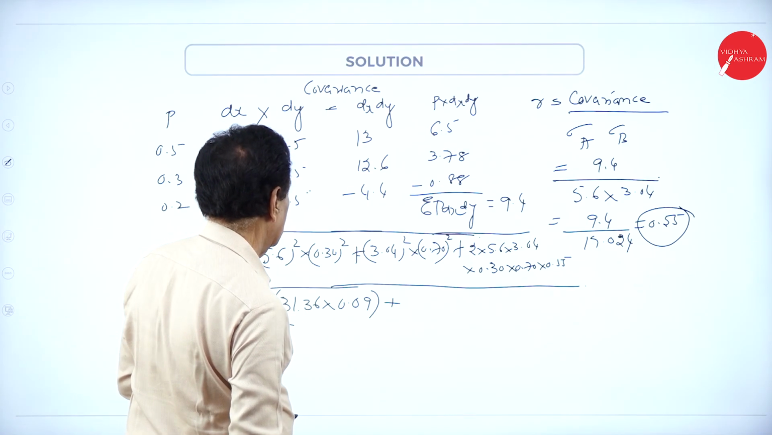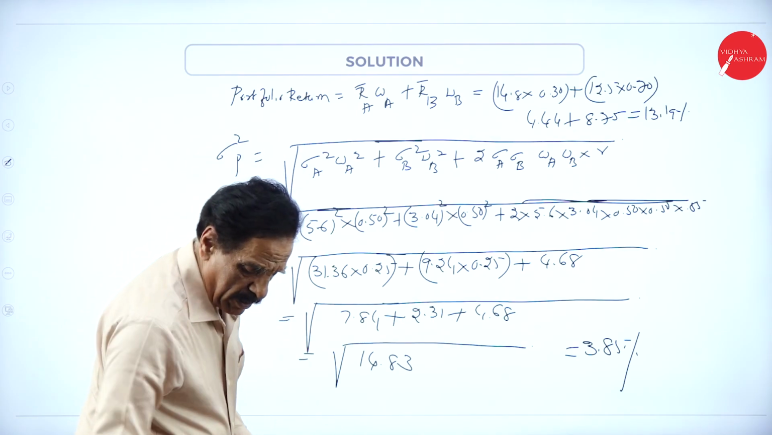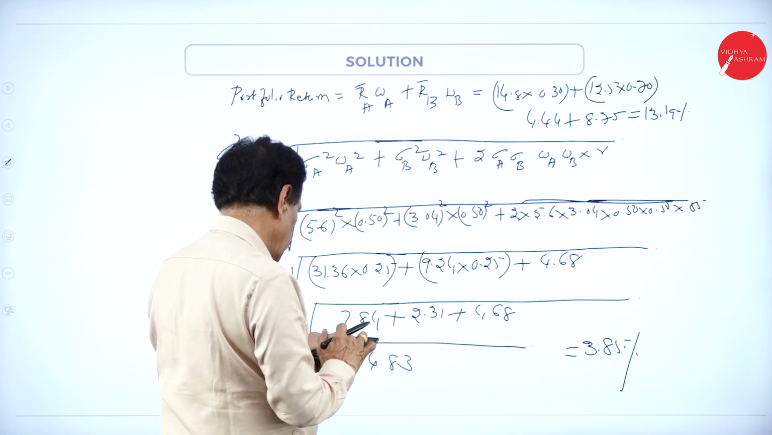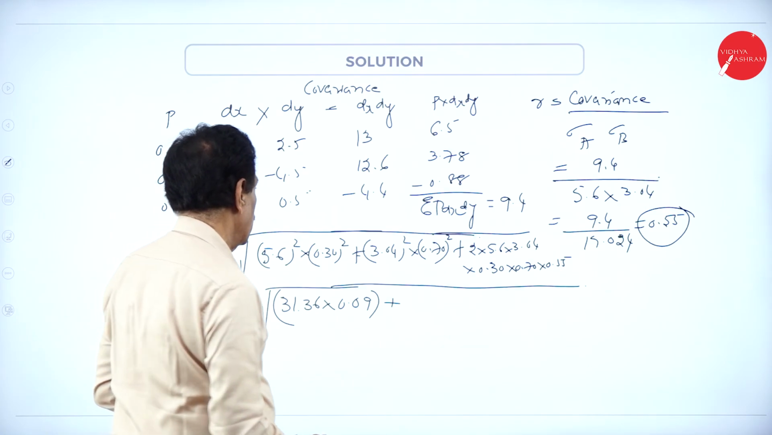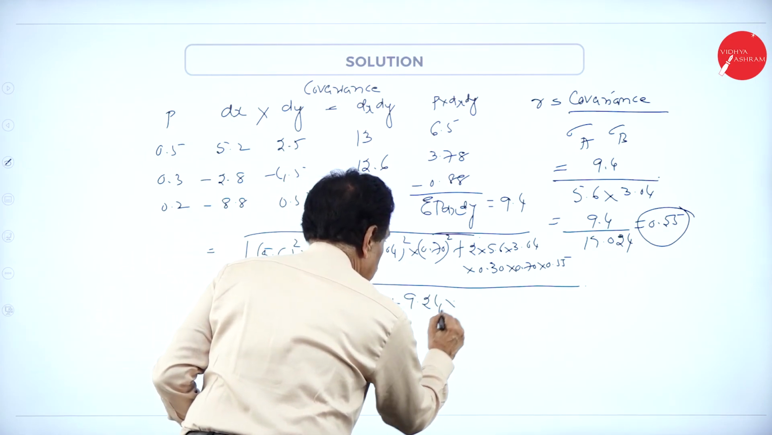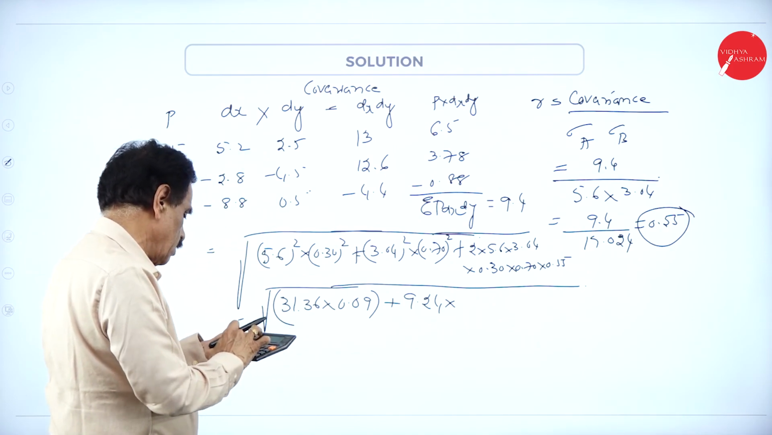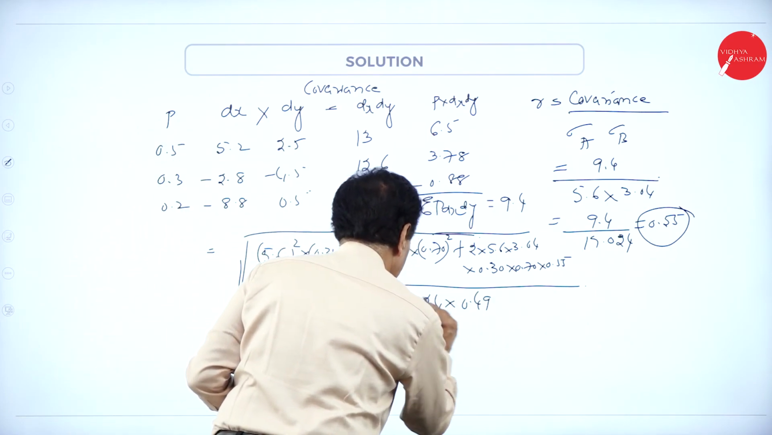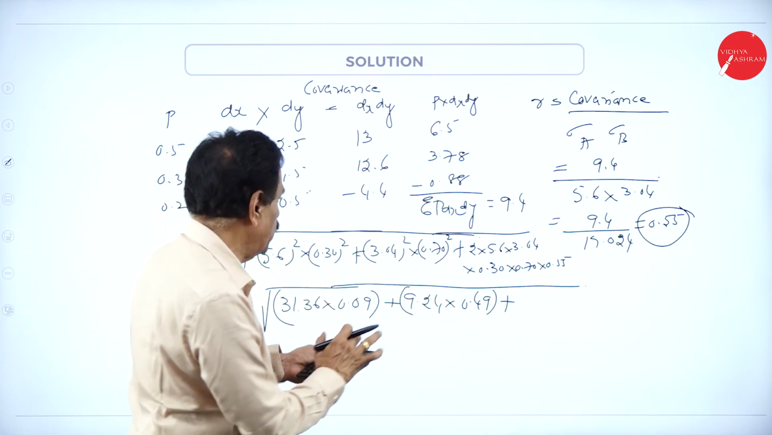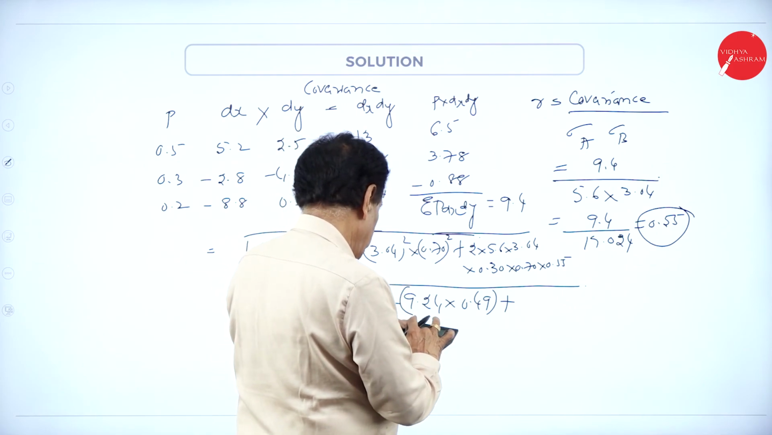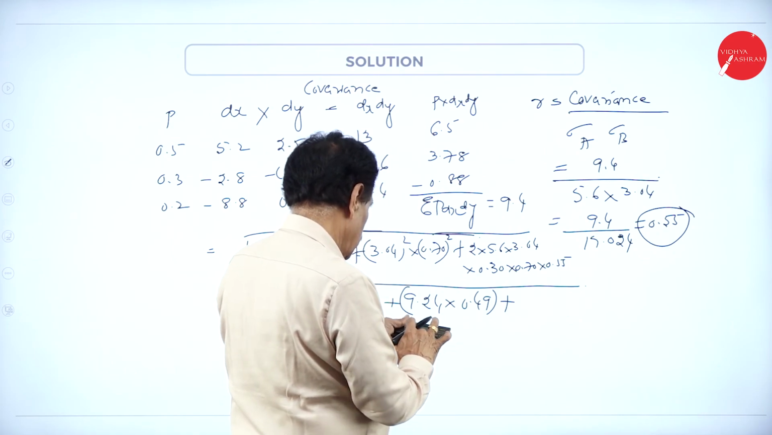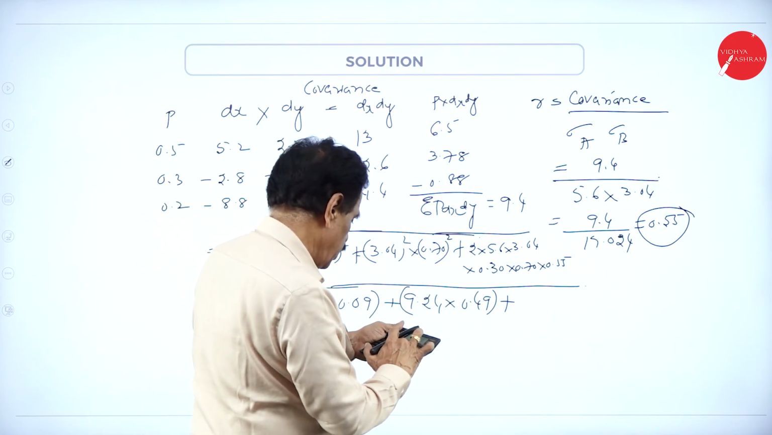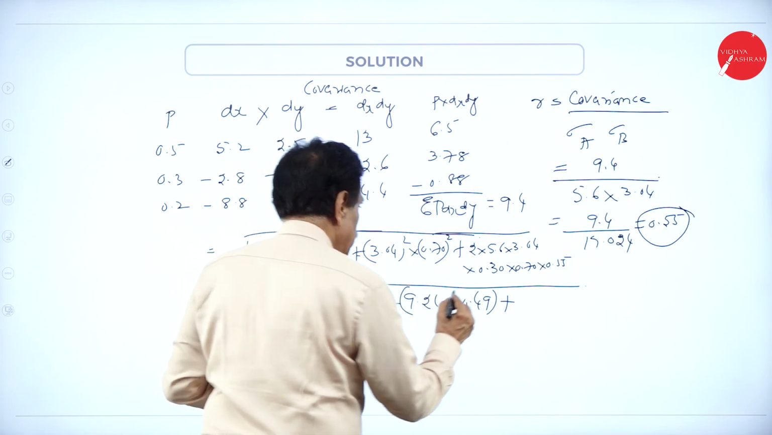How much did you get? 3.04 into 3.04, 9.24, 9.24 into 0.70 into 0.70, 0.49, plus 2 into 5.6 into 3.04 into 0.30 into 0.70 into 0.55, 3.93.